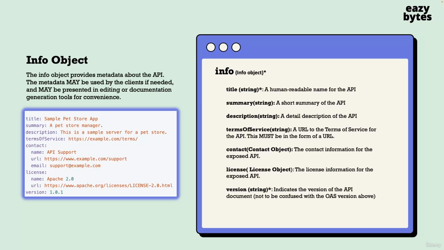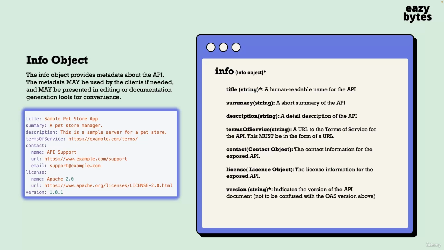After title, you can define the summary and description. Using summary, you can write a short summary about your APIs. And at the same time, using description, you can write a very detailed description about your APIs. And these 2 fields are optional fields. So that's why the asterisk mark is missing for these 2 fields.